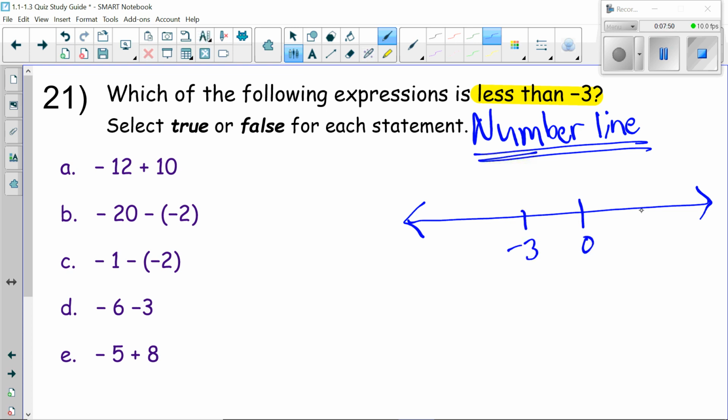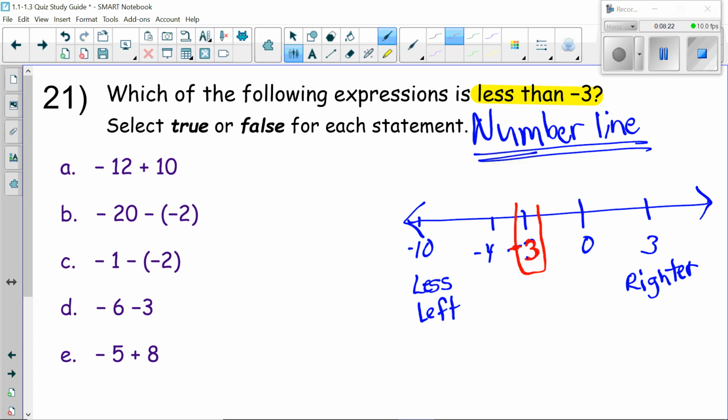And you don't have to put all the tick marks. Just know that over here is a -4, and way over here is like a -10, and it keeps on going. So the bigger the negative, the less it is. Remember, less is on the left. Left is less. On the right is going to be greater. We're looking for totals that are less than -3. So it has to be less than this right here. So anything to the left of -3 is going to be less. Anything to the right is going to be greater. Let me write that down.